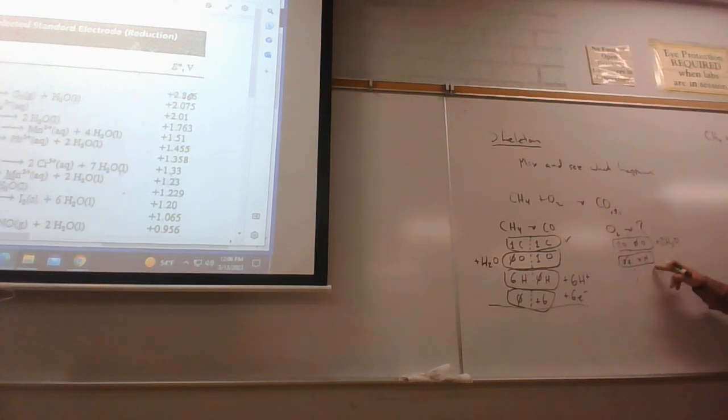And so I'm going to balance this by adding 4H+. And then I look at the charge. 0 plus 4 gives me plus 4 on the left. And then 2 waters is 0. And then that means how many electrons? Plus 4 electrons. And so the other half reaction is this. It's going to be O2 plus 4H+ plus 4 electrons yields 2 waters.